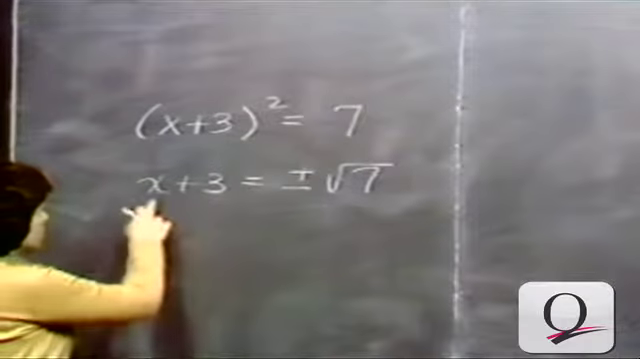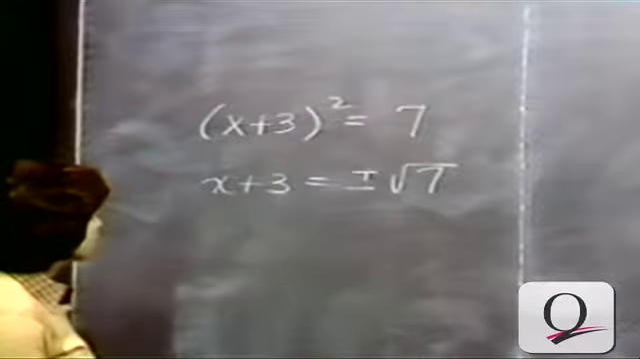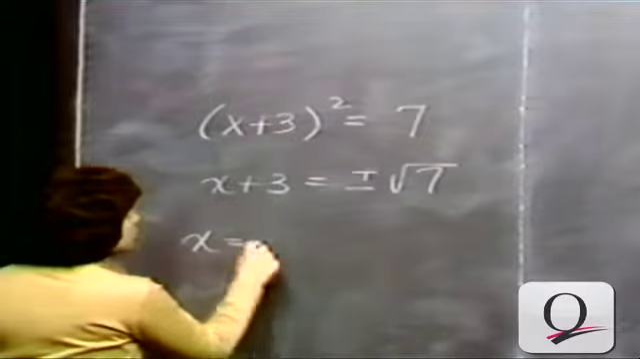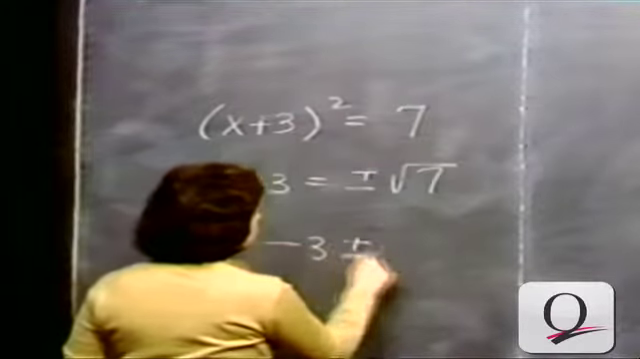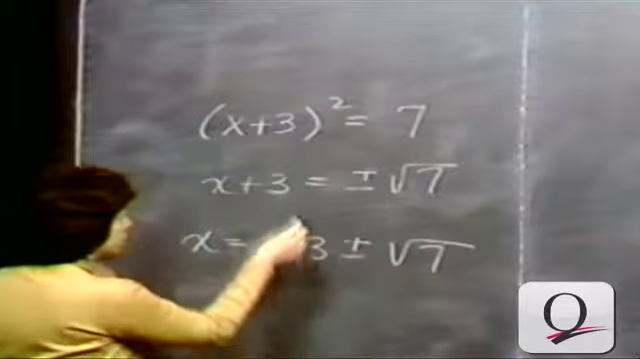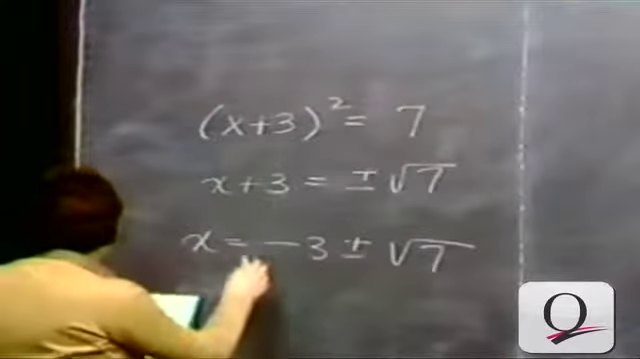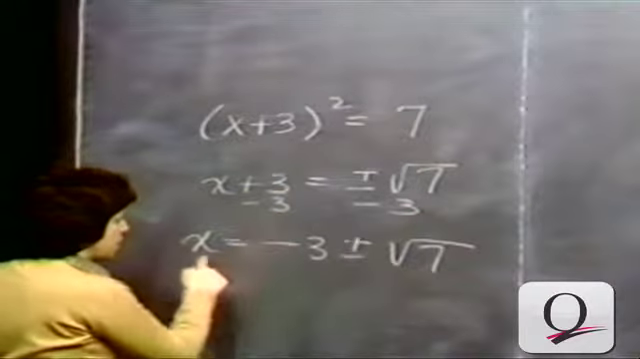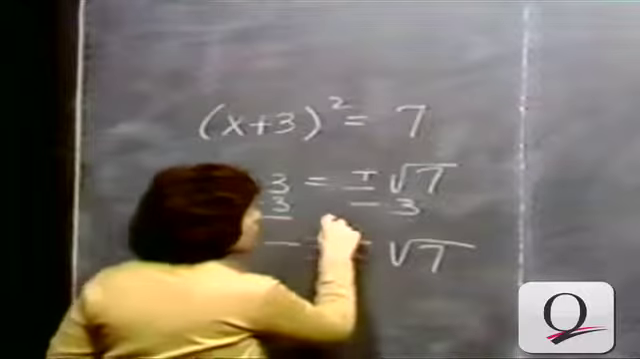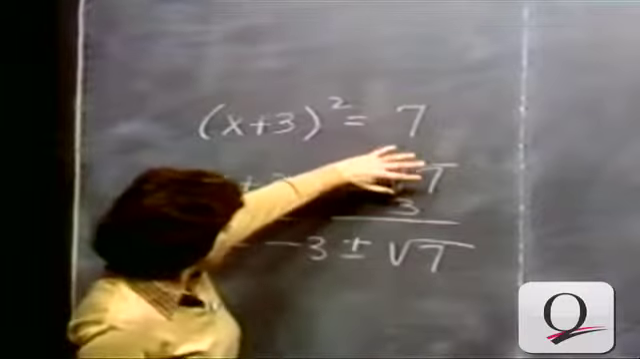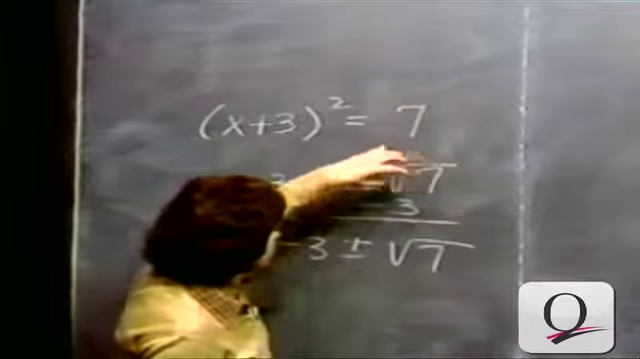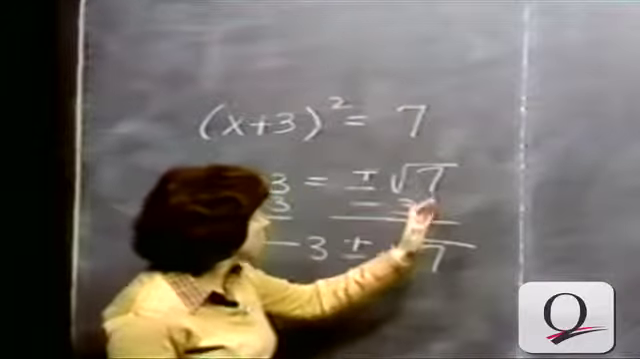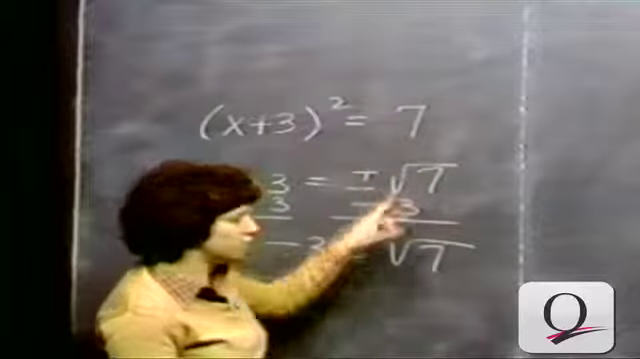Okay, now we want to solve for x. We can subtract 3 from both sides of this equation. x is therefore equal to minus 3 plus or minus the square root of 7. What I've done here is subtract 3 from both parts. x plus 3 minus 3 gives you just x over here. Now, this plus or minus the square root of 7, that's one thing. We're going to subtract 3. So you can either write this as plus or minus the square root of 7 minus 3, or minus 3 plus or minus the square root of 7.